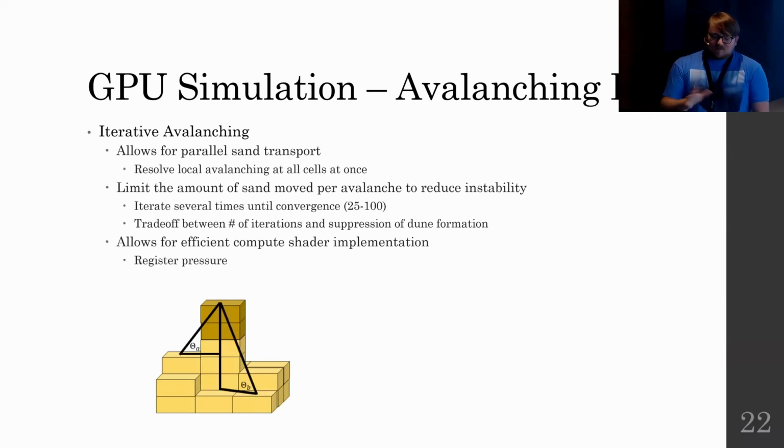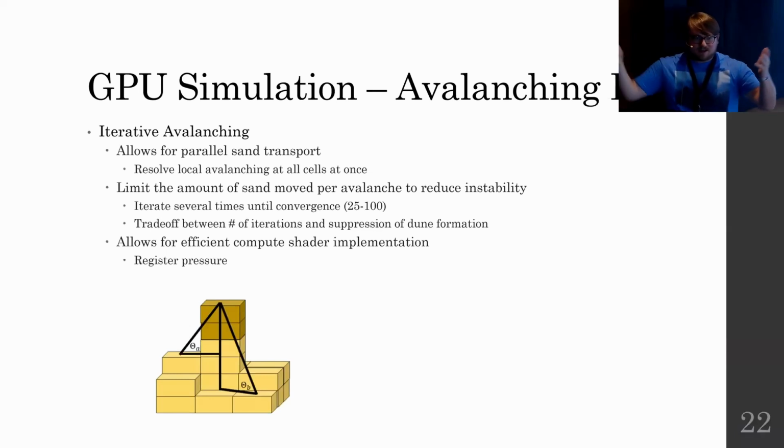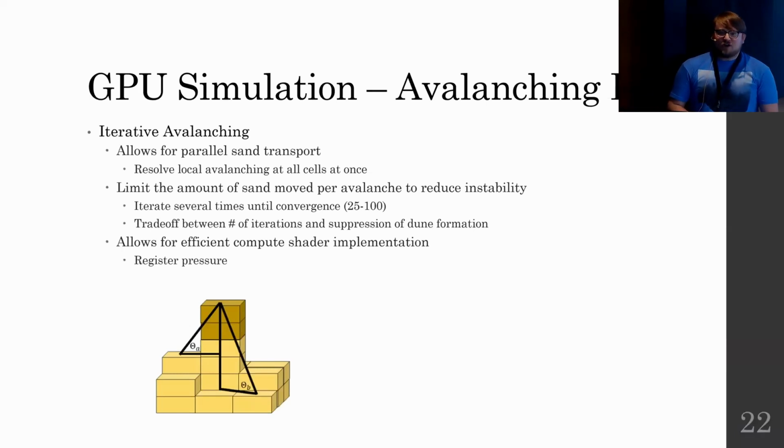There's a trade-off between the number of iterations required for stability and the suppression of dune formation. If you have too many passes, it can suppress the creation of dunes a little bit. If you don't have enough, you're going to have unresolved avalanching, so things are going to stack up unnaturally high. But there's a sweet spot between 25 and 100 where you can move just a little bit of sand per iteration, and it seems to converge fairly nicely. This led to an efficient compute shader implementation.